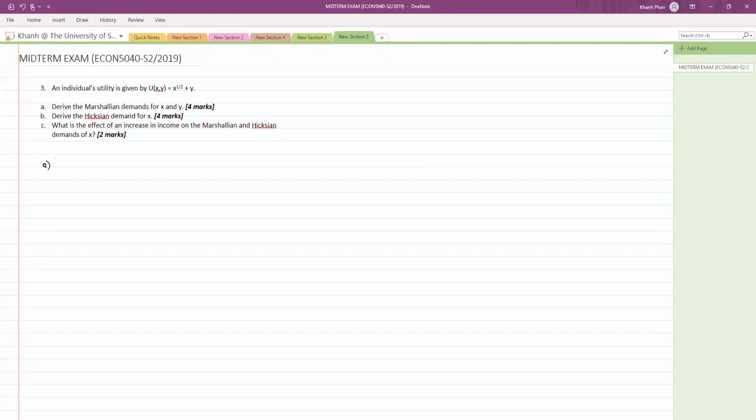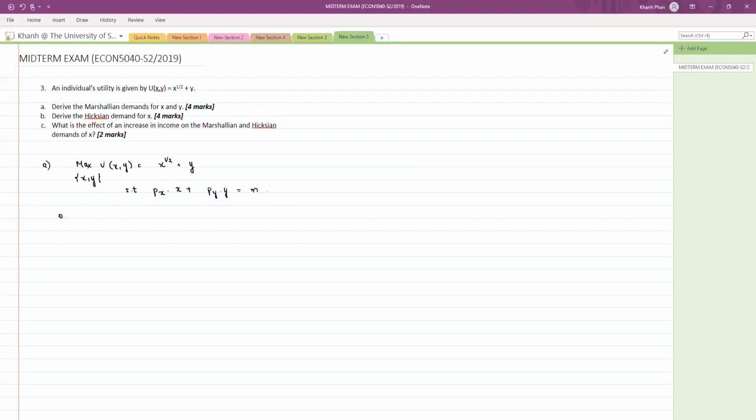In order to find the Marshallian, which is basically the normal demands for x and y, we would just have to set up the problem where we try to find x and y in order to maximize the utility for the consumer subject to a budget constraint. So we want to maximize the utility function U(x, y) equal to x to the power half plus y, by finding the optimal value of x and y subject to a budget constraint where px times x plus py times y is equal to income m.